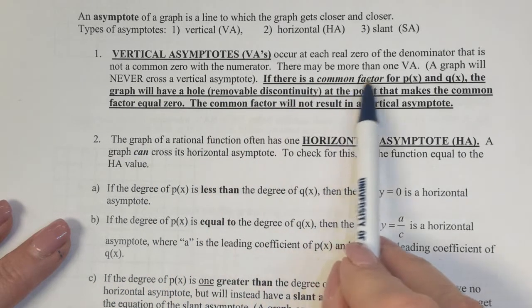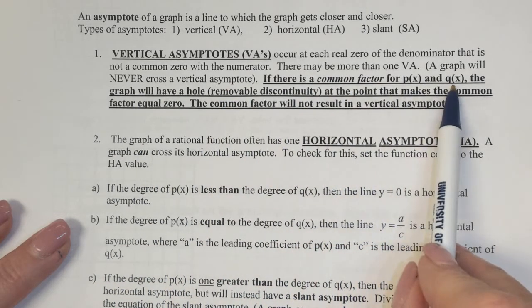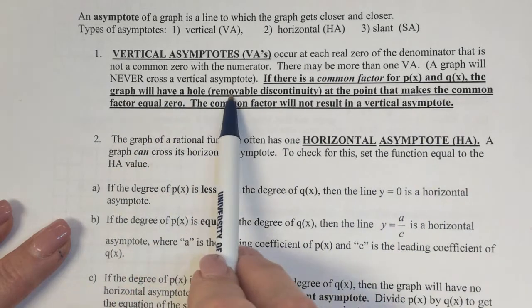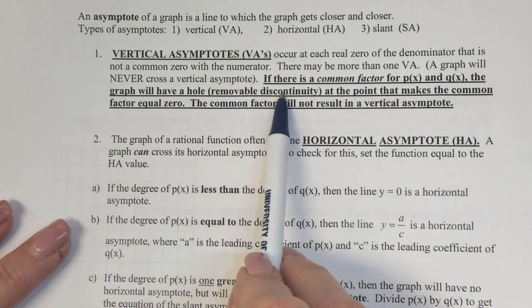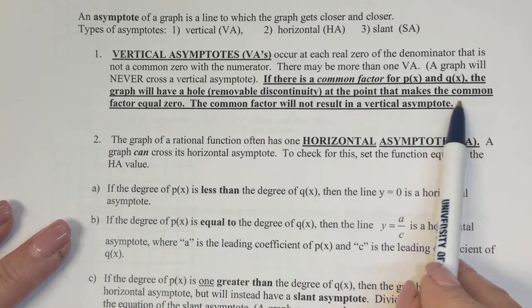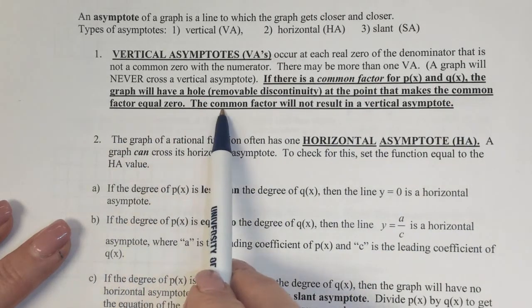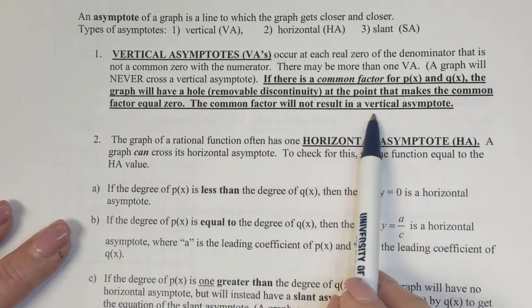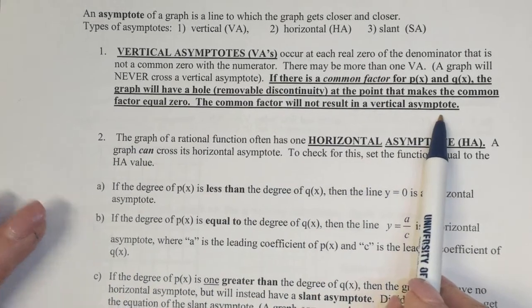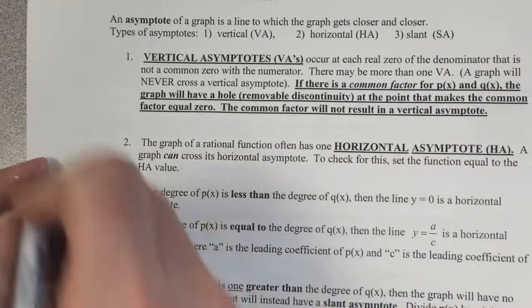If there is a common factor for p of x and q of x, the graph will have a hole, known as a removable discontinuity, at the point that makes the common factor equal 0. The common factor will not result in a vertical asymptote. All right, let me show you an example of this.